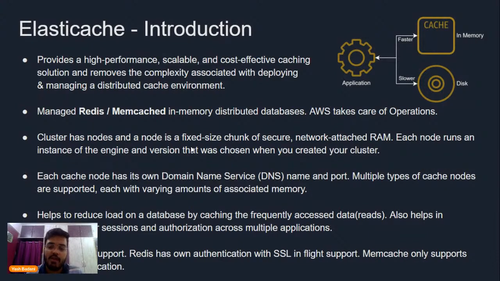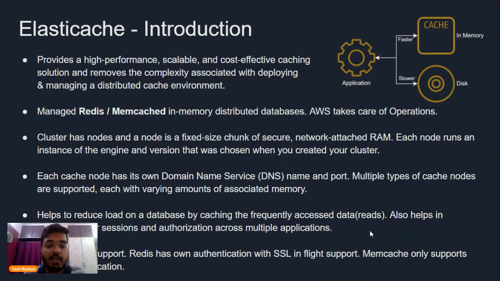You will also have multiple types of cache nodes, which will give you varying amounts of memory. So let's say you have an ElasticCache cluster, a Redis cluster of 100 GB of memory, having 4 nodes. Basically, it's 25 gigs of memory spread across 4 nodes. So 25 into 4 gives you 100 gigs within that cluster. It also helps you reduce the load on the database by caching the frequently accessed data. Of course, this is really important, and we'll talk about this later in the next slides.